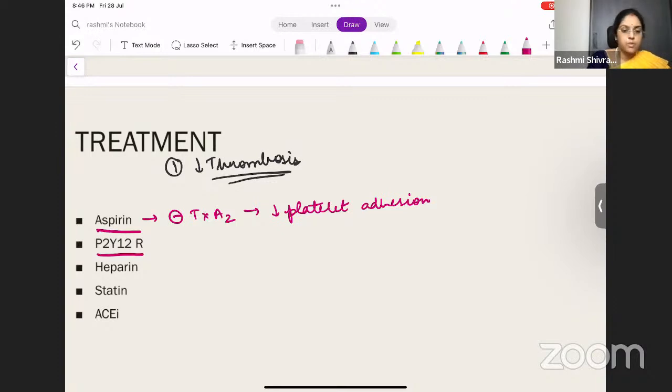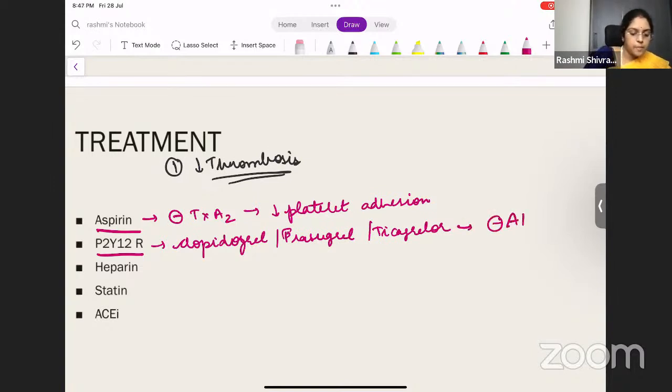Coming to the next one, P2Y12 receptor antagonists. You must have heard of clopidogrel, prasugrel, and ticagrelor. Clopidogrel comes in the brand name of Clopilet. All these inhibit ADP. Some amount of little pharmacology is needed so that you will remember, because these are used in daily practice. In day-to-day practice, you see that the patient is on aspirin and Clopilet, so you need to know why we are giving this. Aspirin inhibits thromboxane A2, whereas Clopilet will inhibit ADP receptor binding.